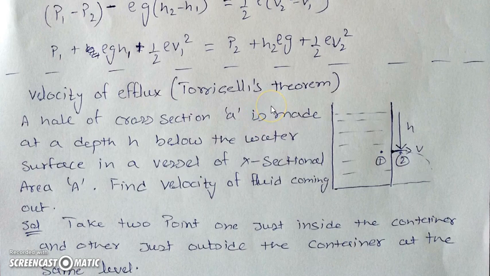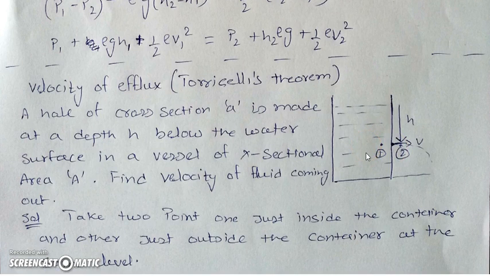Another important theorem in fluid dynamics is Torricelli's theorem, or velocity of efflux. It is the velocity with which the fluid comes out from a container when a hole is made at a depth h. So we have taken just 2 points, inside and outside. This is inside the container, so pressure at this point will be different. This is outside the container, so pressure at point 2 will be P atm, whereas at point 1 it will be P atm plus h rho g. The cross section of the container is capital A, the cross section of the hole is small a, so we'll apply the equation of continuity. Just have a look at that.